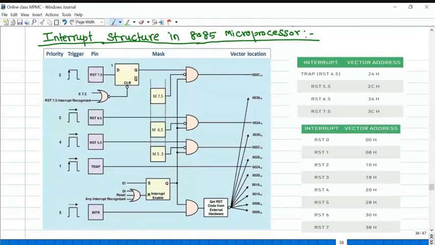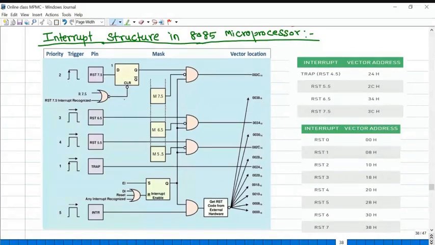There are a total of 5 hardware interrupts: RST 7.5, 6.5, 5.5, TRAP, and INTR. Regarding priority, TRAP has the highest priority. We cannot disable the TRAP interrupt by using an instruction. It is always enabled. Then RST 7.5, 6.5, 5.5. The lowest priority is INTR. Then RST 7.5 is positive edge triggered.